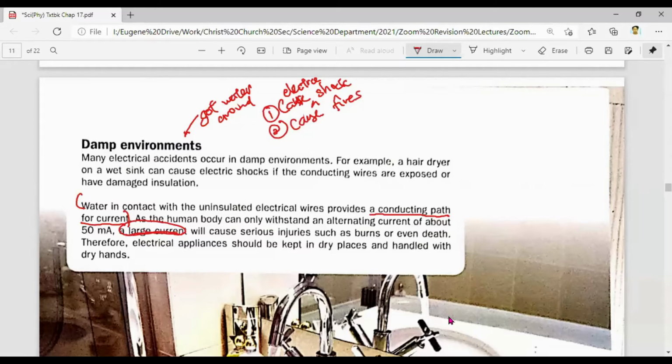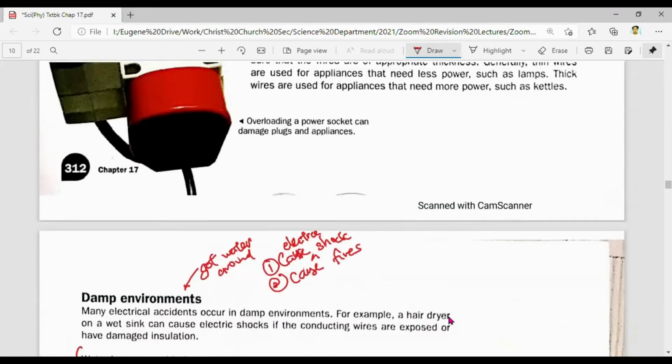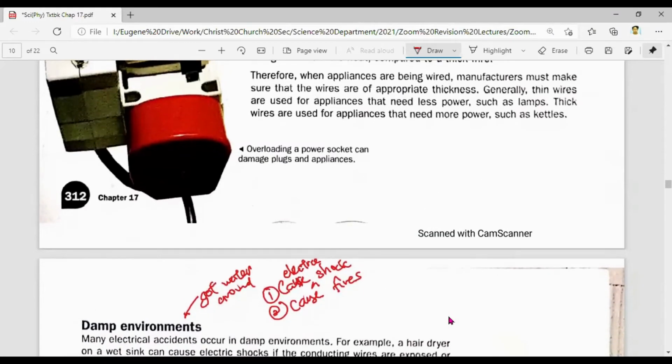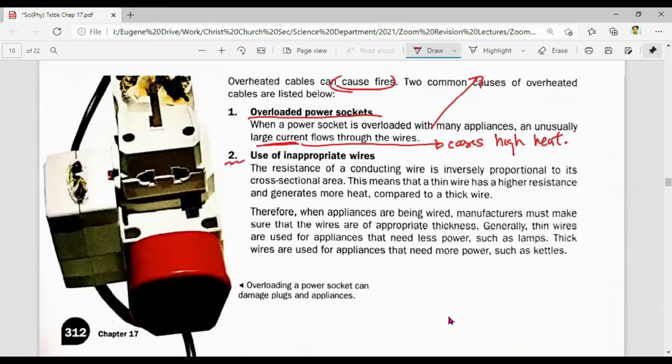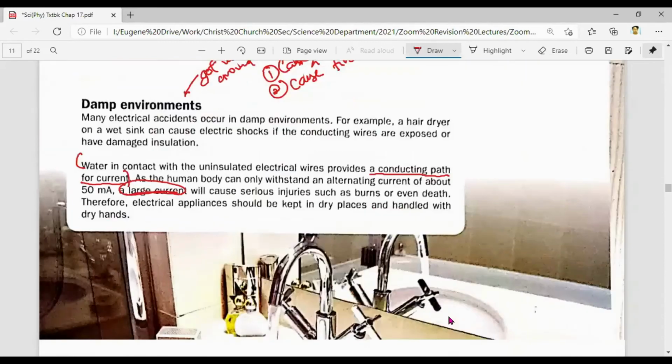So you must remember, key idea here is either overloading causes a lot of current to flow and hence you get fire, or because current starts to flow through you, it will actually cause electric shock. In hazards of electricity, there are two main outcomes of the dangers of electricity. Damage, insulation. These are the situations that can cause them.